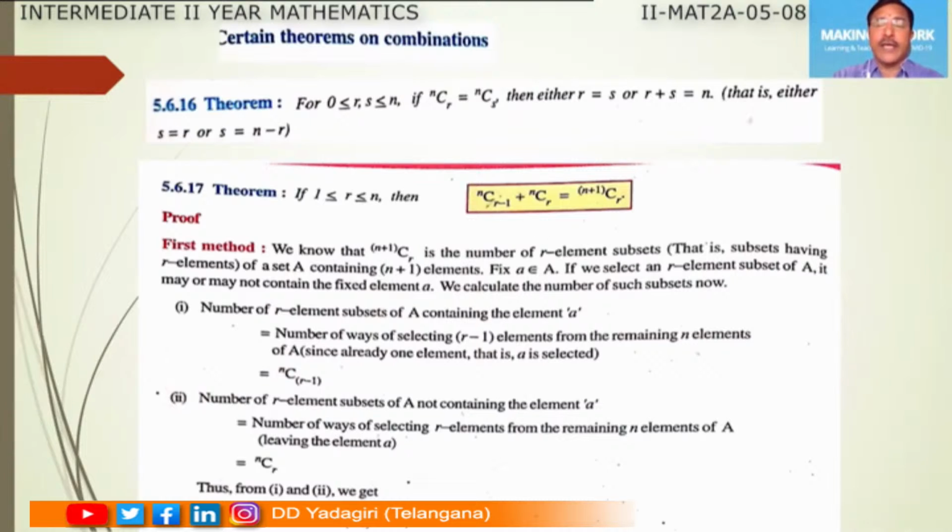Okay. Now nC(r minus 1) represents the number of subsets containing one particular element always, that is, in every subset. And nCr represents the number of subsets that can be formed without containing that one particular element. Now let us prove this like this.